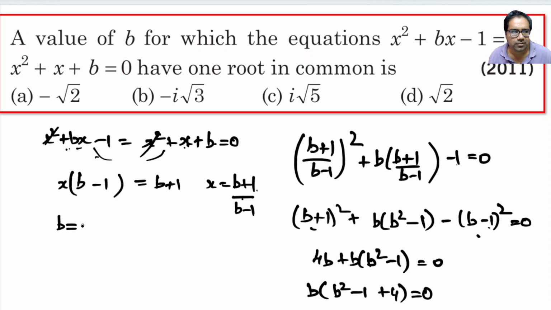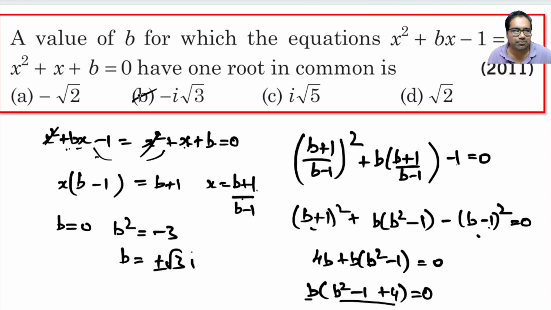Either b equal to 0 or b square equal to minus 3. Right. Either this is 0 or b square plus 3 is 0, or b square equals minus 3. That means b is equal to under root plus or minus 3i. Under root plus or minus 3. So these are the solutions that we have. We can take these values. So the correct answer is this one.